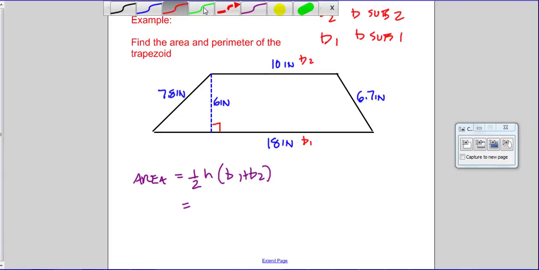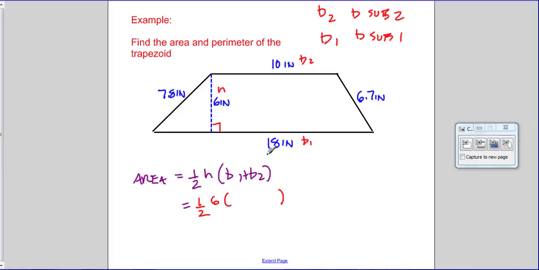So now let's replace our parts. Here's my h, so now I have 1/2 times, I'm replacing h with 6, I'm replacing b sub 1 with 18, and I'm replacing b sub 2 with 10. So I'm making a substitution here. h is being replaced with the particular value 6, b sub 1 is being replaced with 18, and b sub 2 is being replaced with 10.